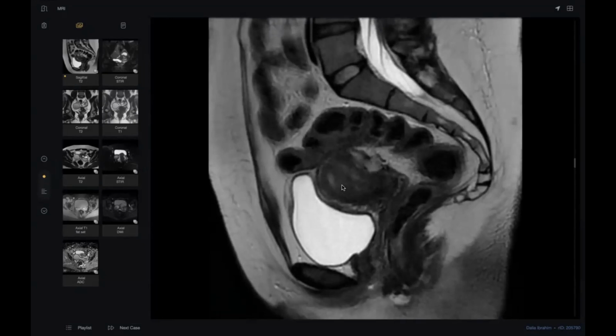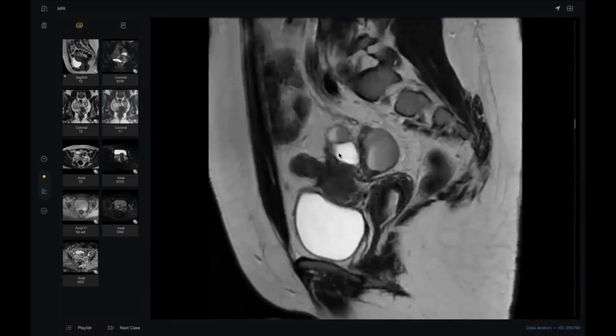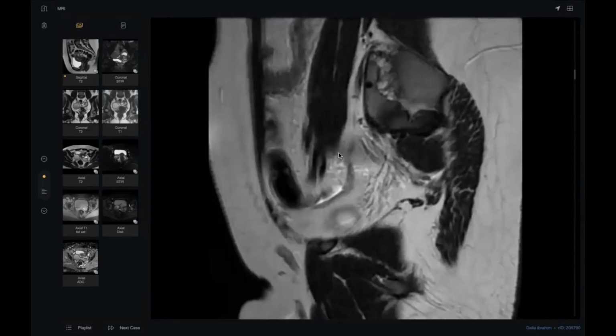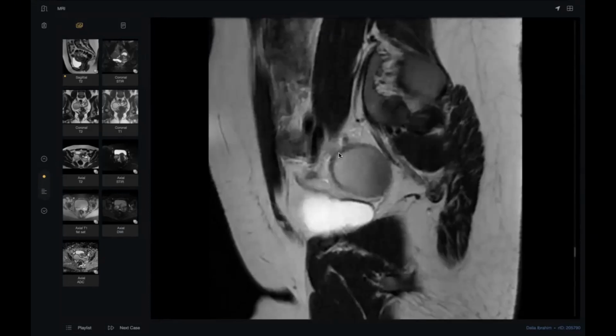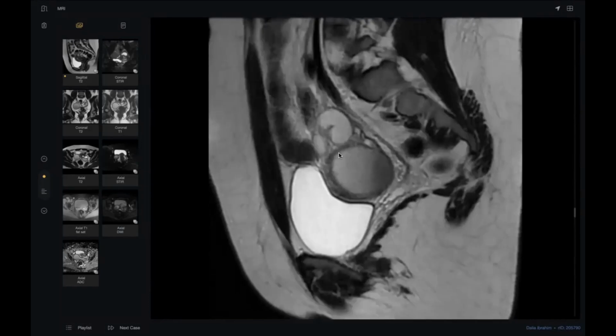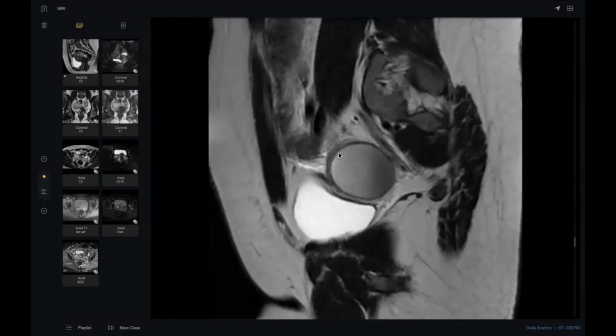This is deep infiltrating endometriosis. Look here. The sigmoid colon is adherent to the uterus due to fibrosis. And this is hemorrhage with fluid level. And this is a dilated tubular structure, this one, containing blood. So this is hematosalpinx.